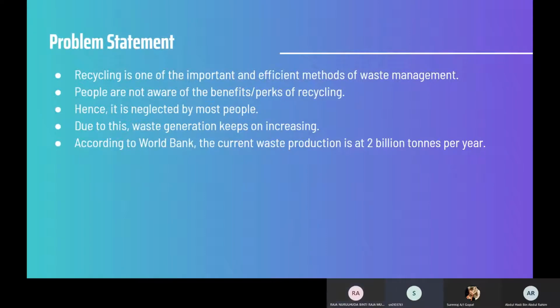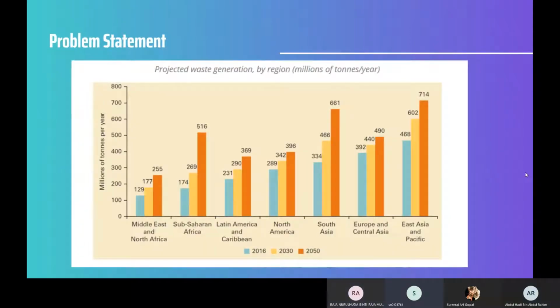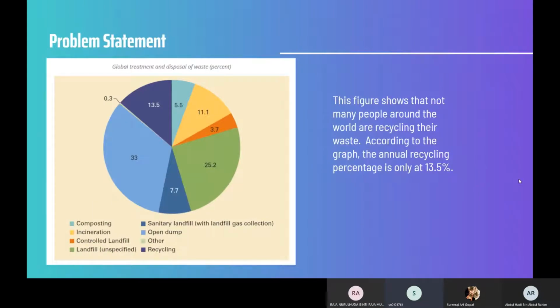According to the World Bank, their statistics show that the current waste production is at 2 billion tons per year. They also predicted that the waste production will rise by 70% by 2050. From this graph, it shows that the waste generation keeps on increasing as years go by throughout the world. According to the pie chart, not many people around the world are recycling their waste, and only 13.5% of the people are recycling annually.